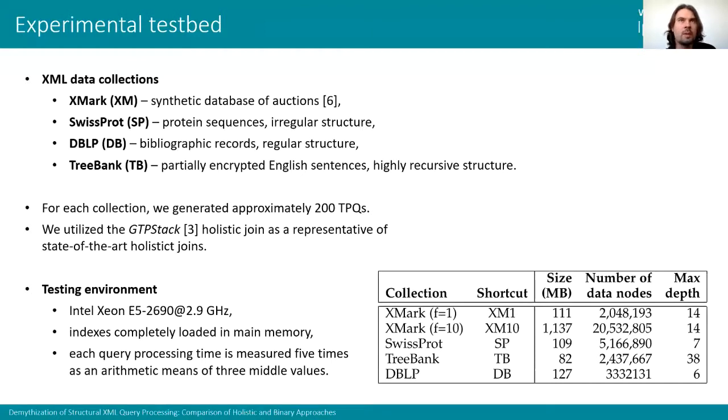TreeBank is the most complicated database from the query processing perspective, because it has a highly recursive structure, and it is a database of partially encrypted English sentences. Let me note that each collection includes more than 2 million XML nodes. For each collection, we generated over 200 TPQs, and we utilized the GTPStack holistic join as a representative of the state-of-the-art.